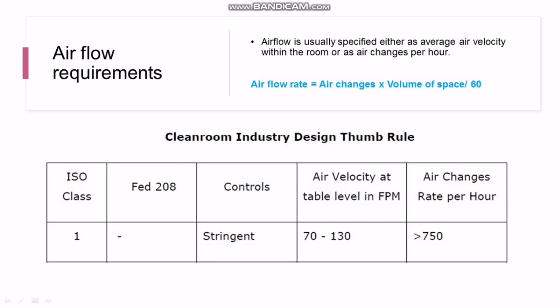For ISO class 1, we need a velocity of 70 to 130 feet per minute and greater than 750 air changes. You multiply 750 by the volume and divide by 60, and you will get the required CFM, the required airflow for your clean room.